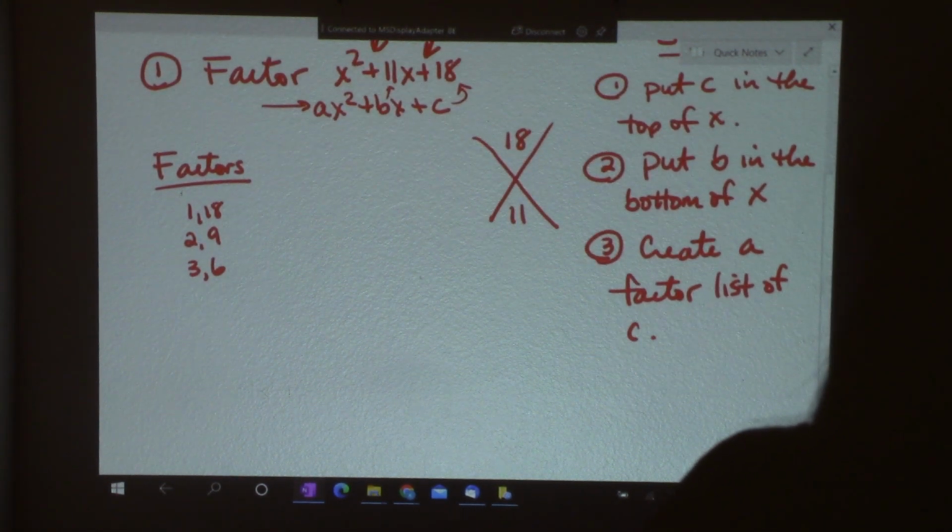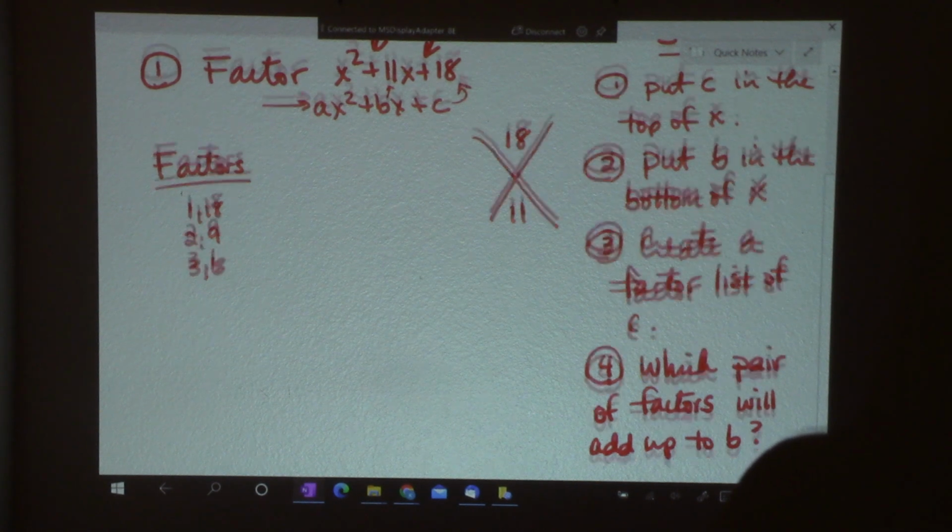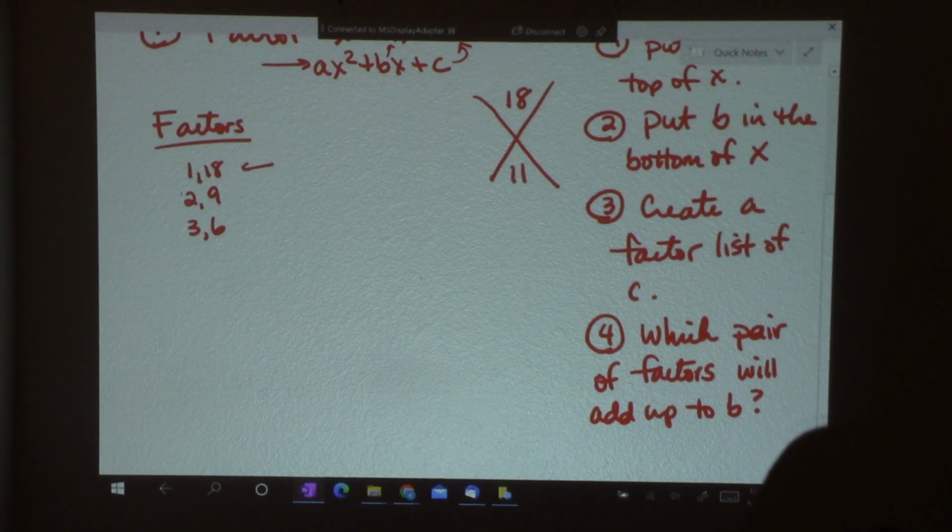Okay, now what I do is I ask myself which pair of factors will add up to B. Okay? So I'm looking here and I say, okay, 1 plus 18, is that 11? No. Is 2 plus 9? Yes. Just want to make sure there's no other possibilities. 3 plus 6 is 9. Okay, so we know that 2 and 9 are my choices.